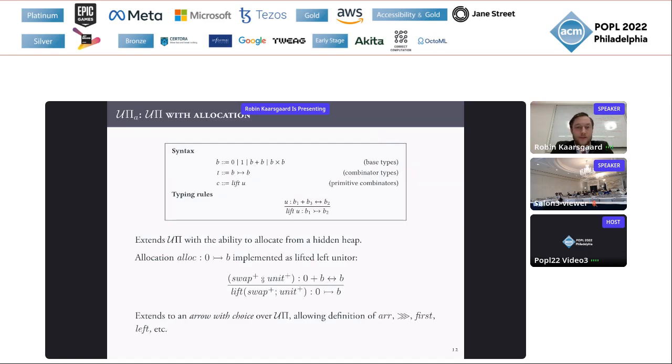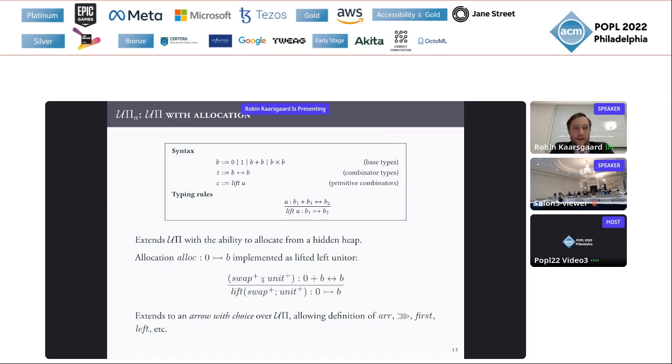Well, let's start with allocation, because the idea is that on top of this base language, we'll add first an effect for allocation and then one for hiding. But they'll turn out to be very similar, actually. And the idea is that we will build this new language, Yuppie, on top of Yuppie by basically letting Yuppie combinators be given by Yuppie combinators, but with a bit of extra input, which we think of as a kind of hidden heap that we can allocate from.